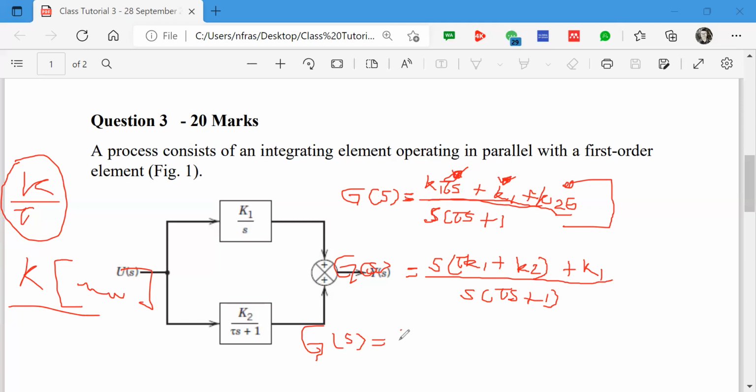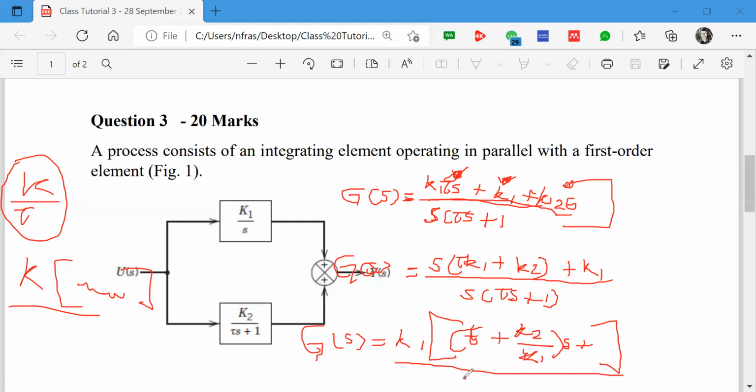And when you factor out K1, this is what you should remain with. You should remain with K1 multiplied by tau plus K2 over K1 multiplied by s plus 1, and all divided by the same thing. There's no change on the denominator: s(tau s plus 1). So this is the form that you want to get to, and from here you can easily pick up your order, right?